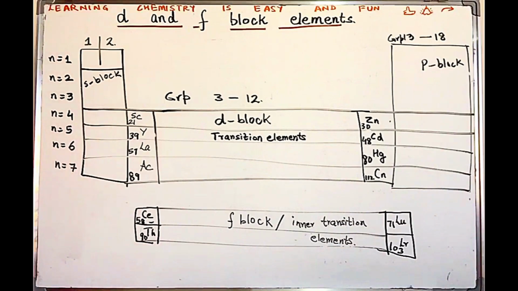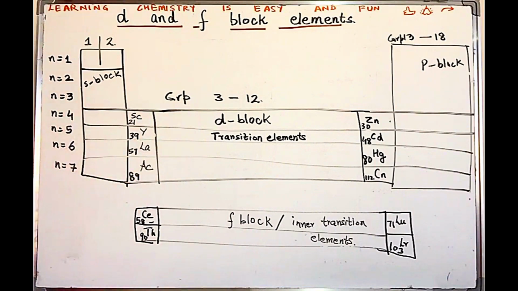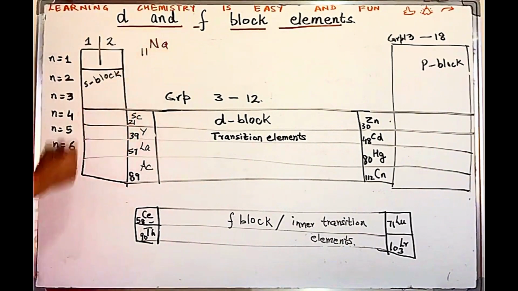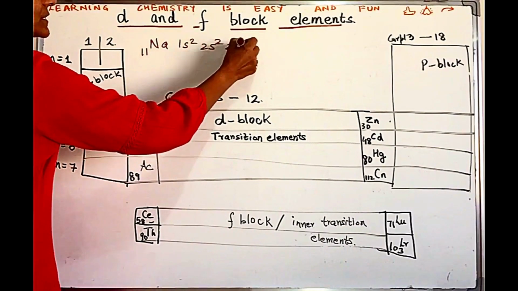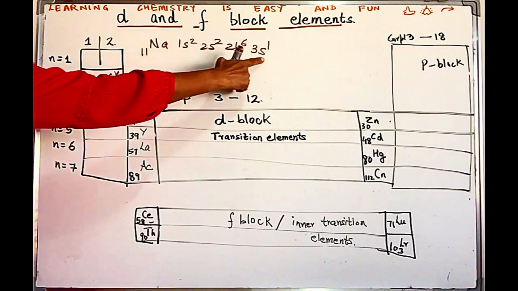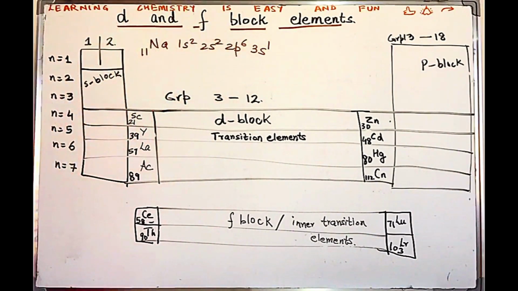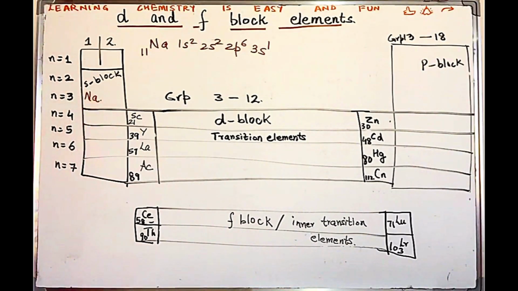What justifies their being called the S block, P block, D block and F block is where the electrons are entering. So if I am talking about sodium, atomic number 11, I have 1s2, 2s2, 2p6, 3s1. The last electron has entered into an S sublevel, the third energy level. So n equals 3, s equals 1, and this is the position being occupied by sodium in the periodic table.